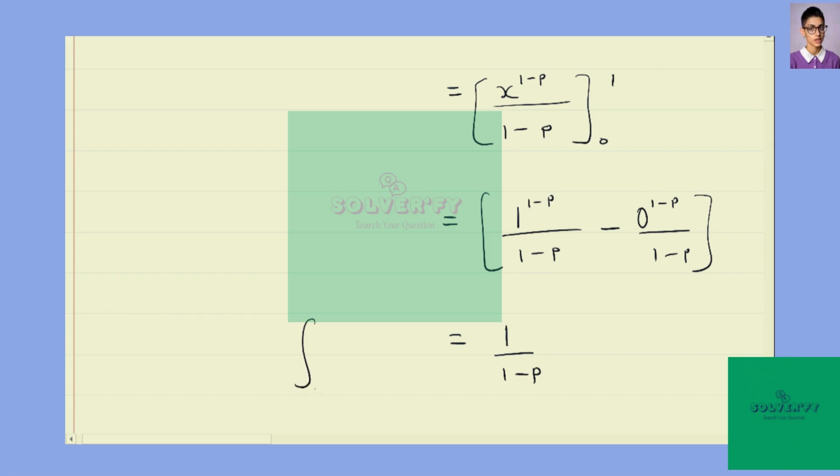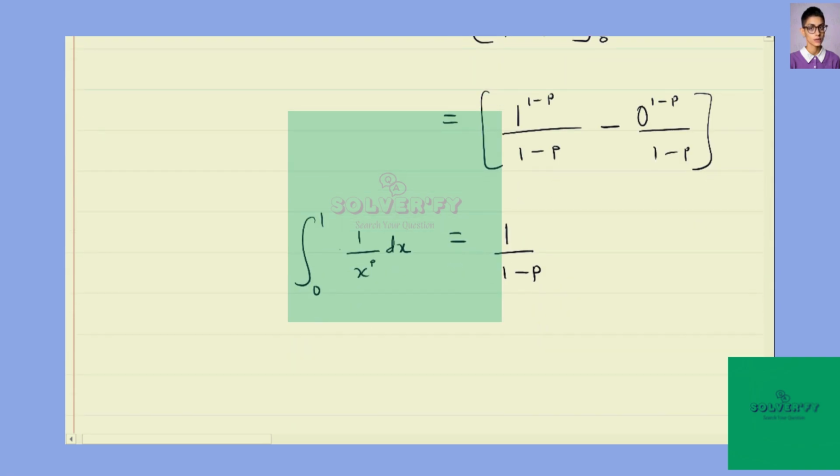So the integral from 0 to 1 of 1 over x to the power p dx is equal to 1 over 1 minus p. All right. So if p is 1, it is undefined, and if p is anything that is less than 1, for example 0, you see that the whole of this becomes 1.